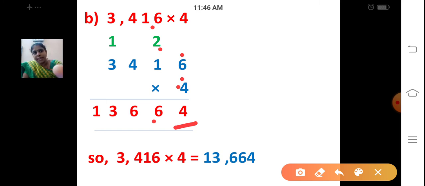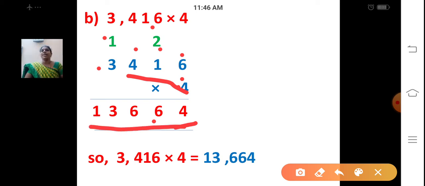Now multiply the digit at the hundreds place by 4. 4 fours are 16. 6, 1 will be carried over. Then we are going to multiply the digit at the thousands place by 4 again. 3 fours are 12. 12 plus 1, 13. So the answer is 13,664. What is the answer?